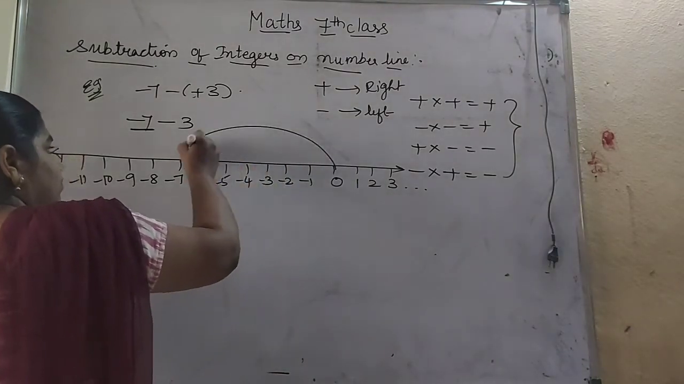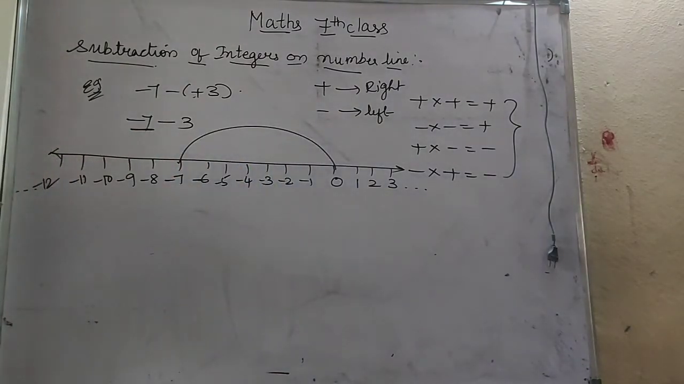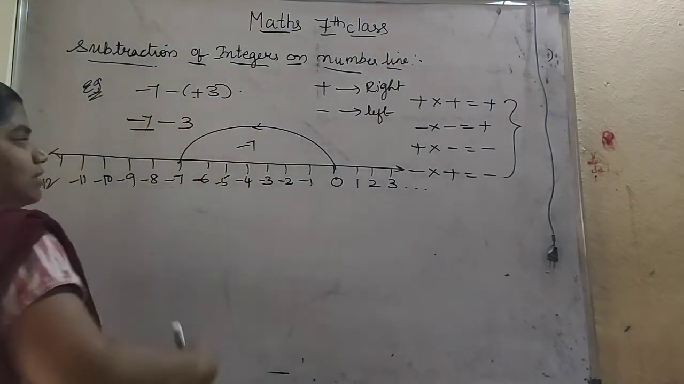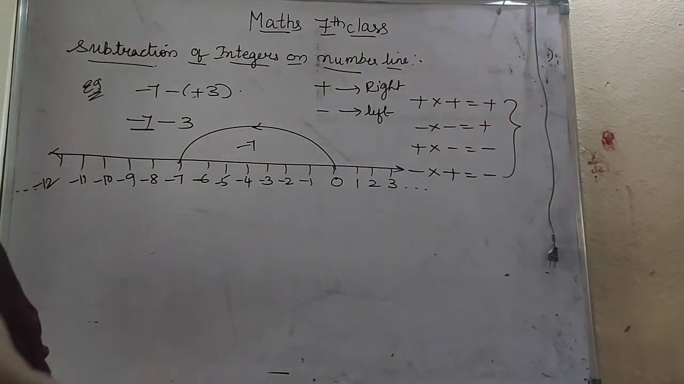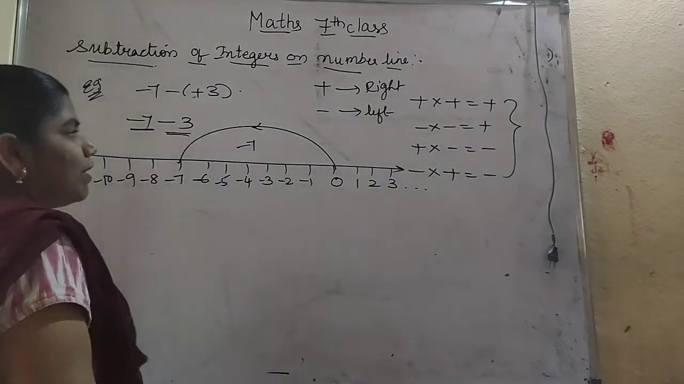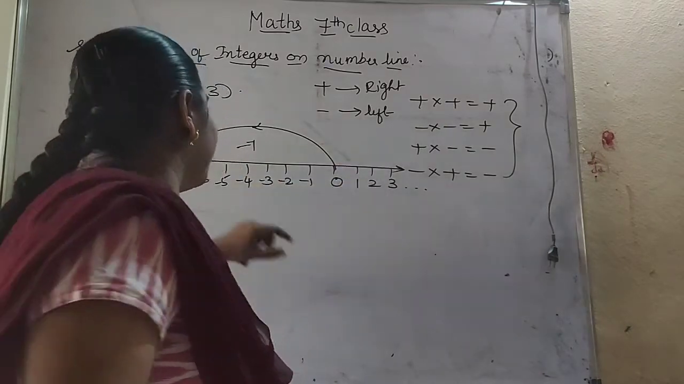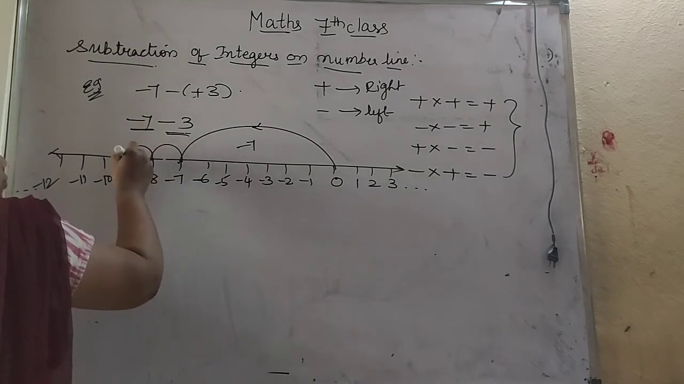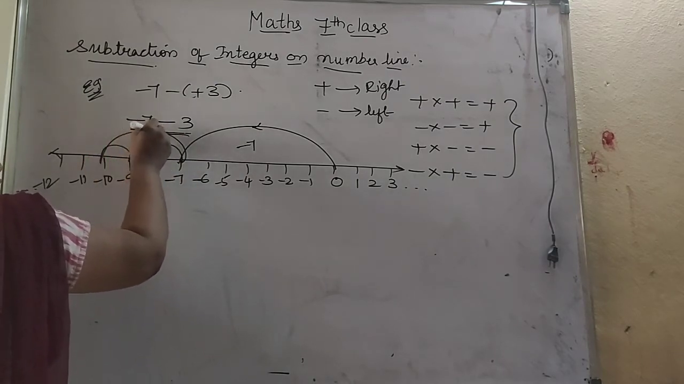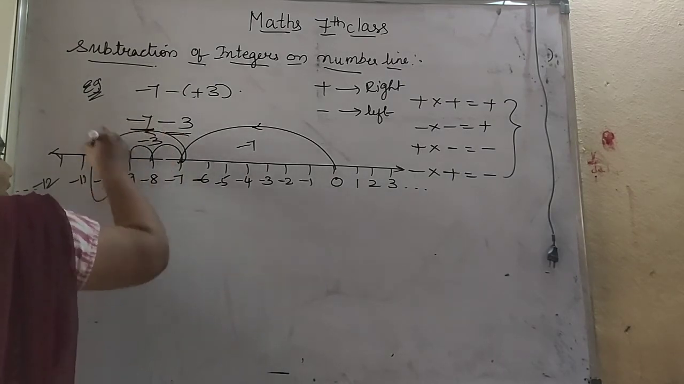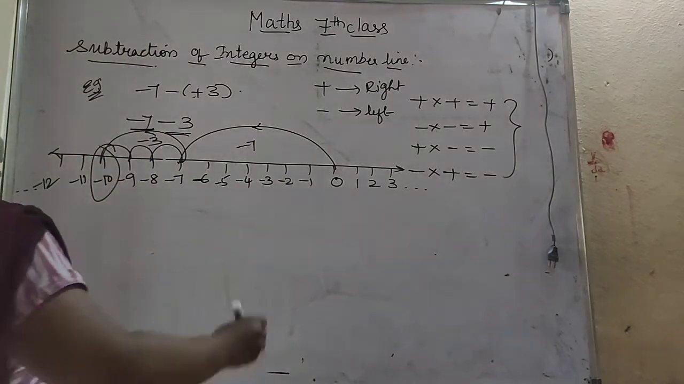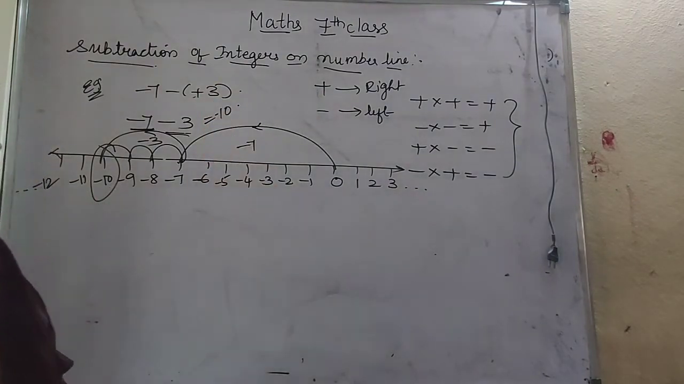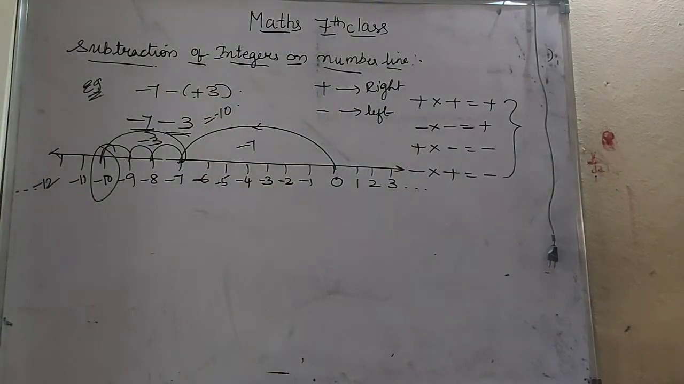So 0 to minus 7. Which side have we moved? That is the left side. That is minus 7. Okay, next number is minus 3. Again minus is a negative value, so we have to move to the left side. How many times do we have to move? 3 times you have to move. That is 1, 2, 3. So again we have moved to the left side itself. That is minus 3. The result is minus 10. So minus 7 minus 3 will be equal to minus 10. So this is how you will do subtraction of integers.